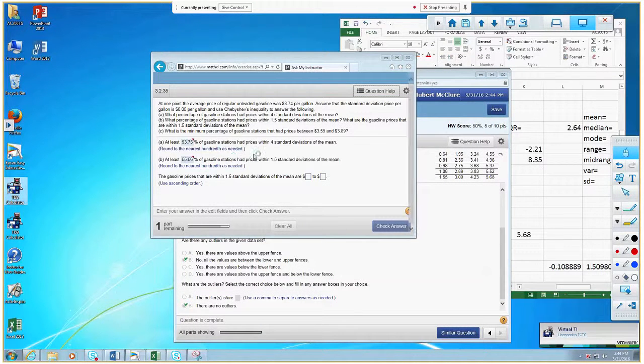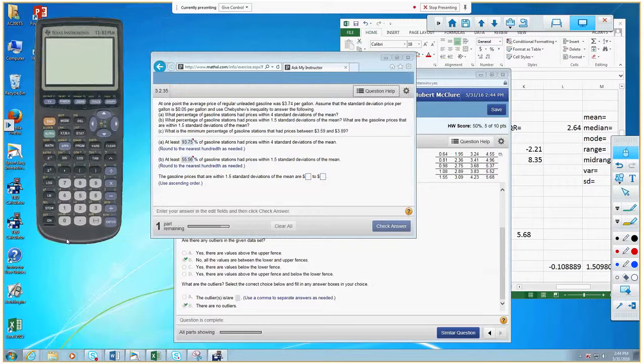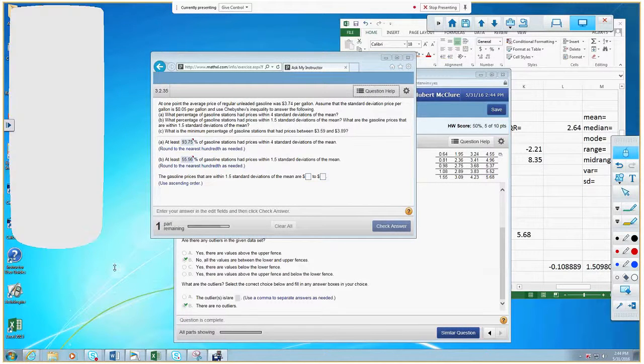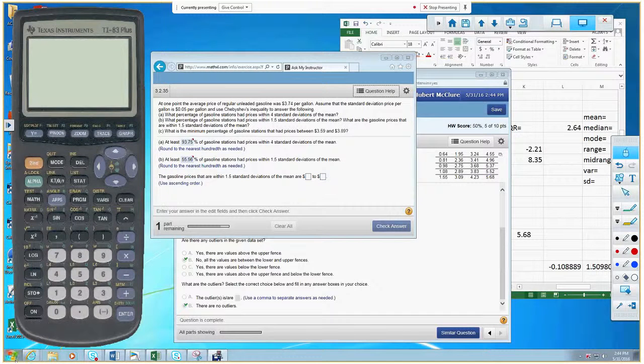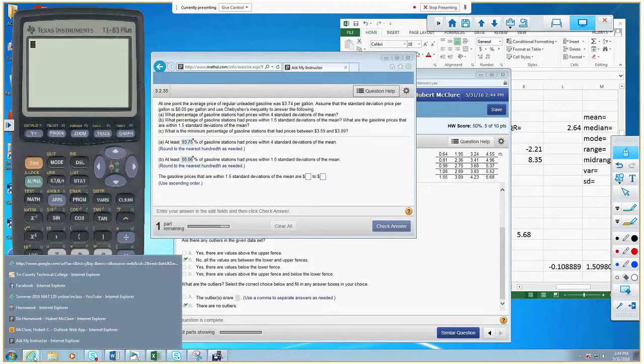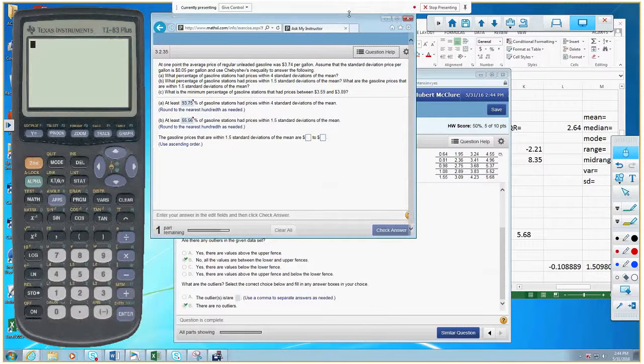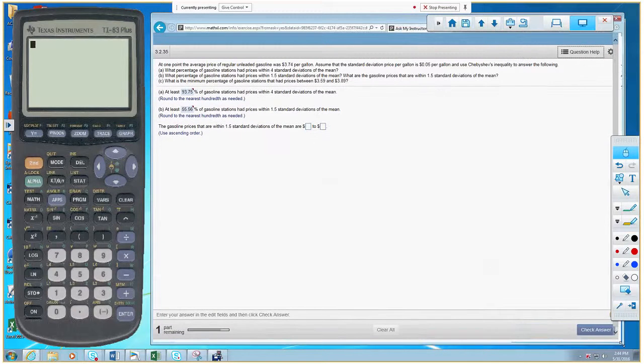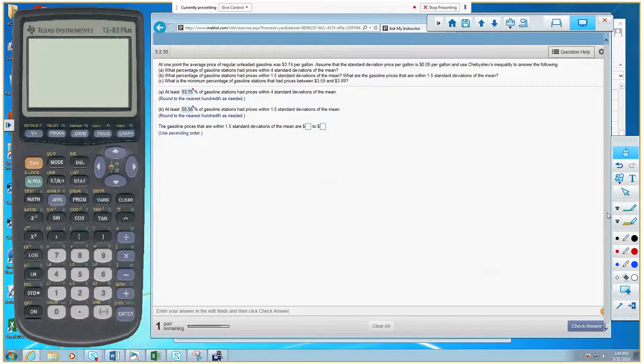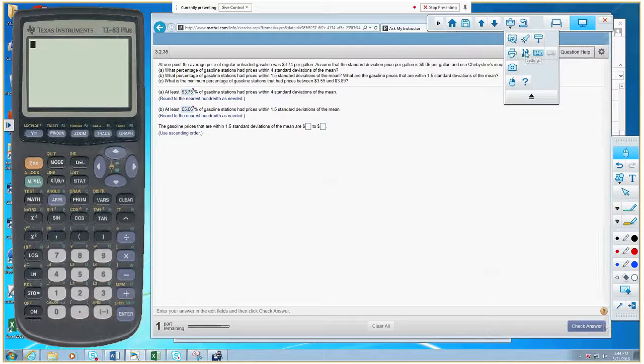And get back to where I was. There's the calculator. I think this is the question. Yeah. Pull in one more thing if I can. I don't think I can. No, I can't.